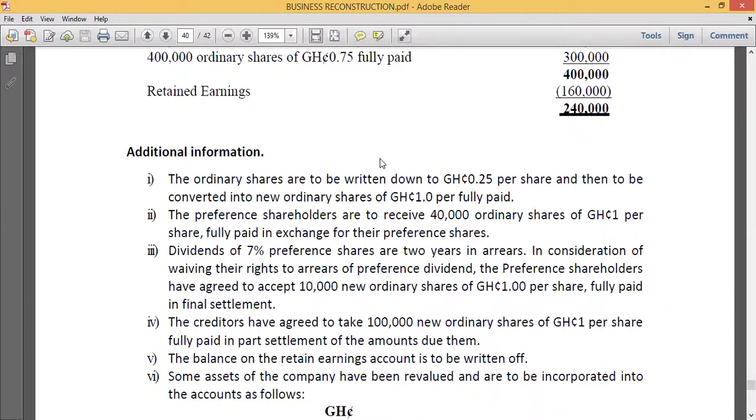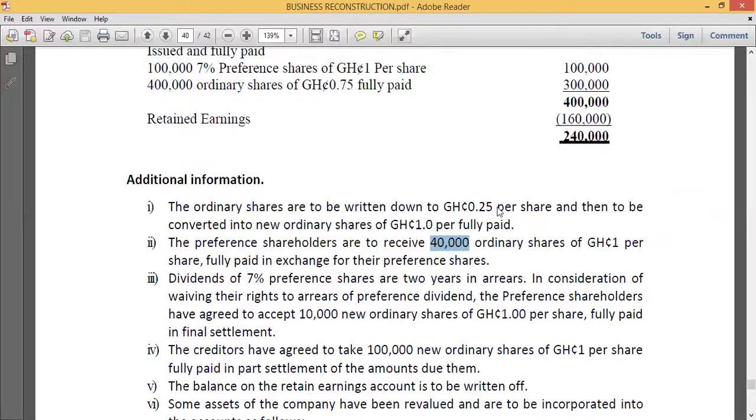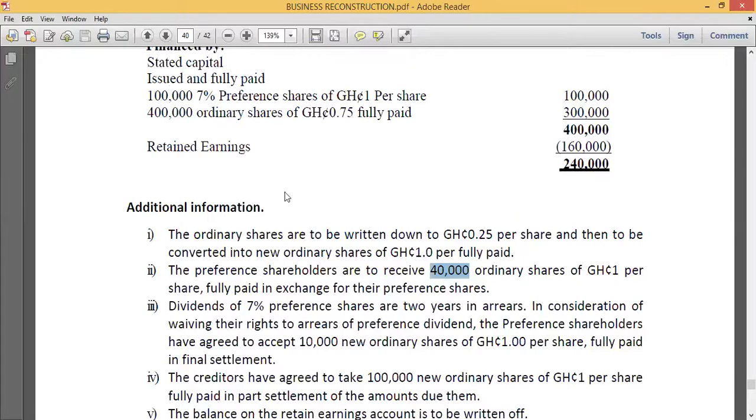Preference shares have preferred treatment over ordinary shares. So now, what is the amount? How much are you giving them? 40,000 ordinary shares valued at one Ghana cedi, so 40,000 by one Ghana cedi will give us 40,000 cedis. Agreed. Let's go and see the preference shares that they have. The preference share value is 100,000. Why are we giving them 40,000 to exchange something that costs 100,000?